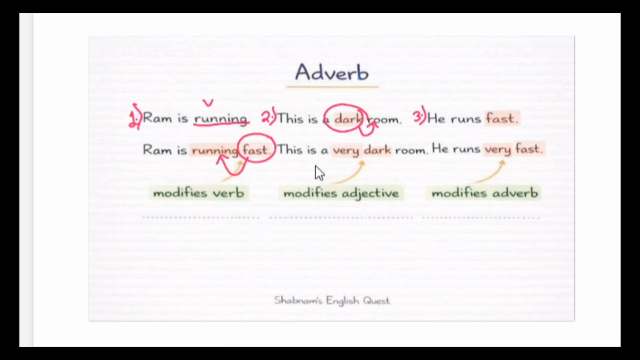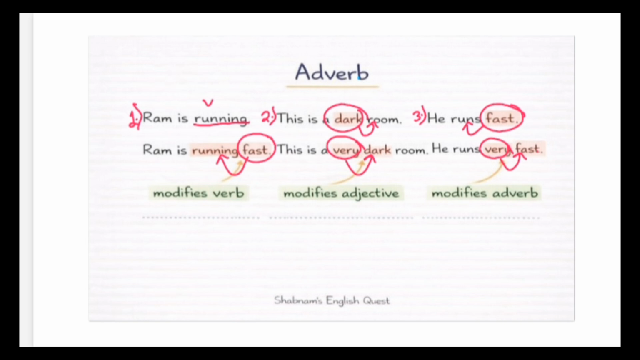We already know this. But if I say this is a very dark room, very is giving more information about dark. So in this case, the word very is modifying an adjective. So very is an adverb. Let's take one more example. He runs fast. Here fast is an adverb because we are using it for the word runs. But if I say he runs very fast, then very is an adverb here because it is used for another adverb fast. So we have discussed all three cases. Adverbs are used for verbs, adjectives, and other adverbs.